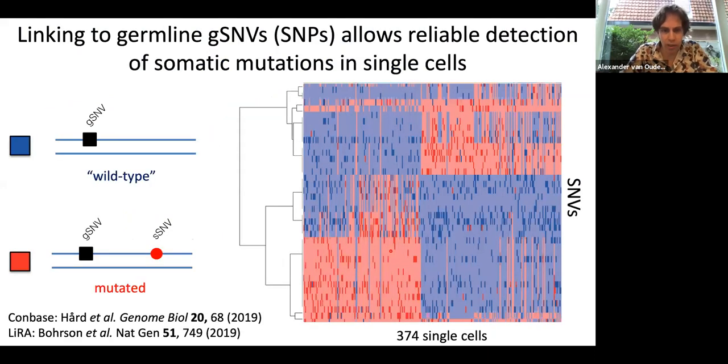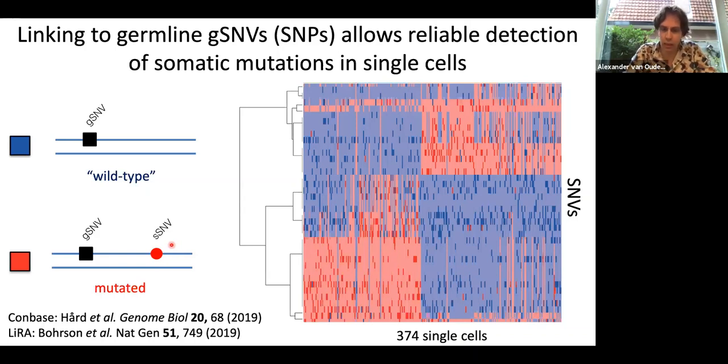So one thing that really helps here is the idea that any somatic mutations that you're looking for, you phase it with a SNP. So here in this slide, I'm using this notation of a gSNV. So this is a genomic SNV. So this is really a SNP. And this would be a somatic single nucleotide variant. So this is the somatic mutation I'm talking about. So what we do is we scan around SNPs for somatic mutations.